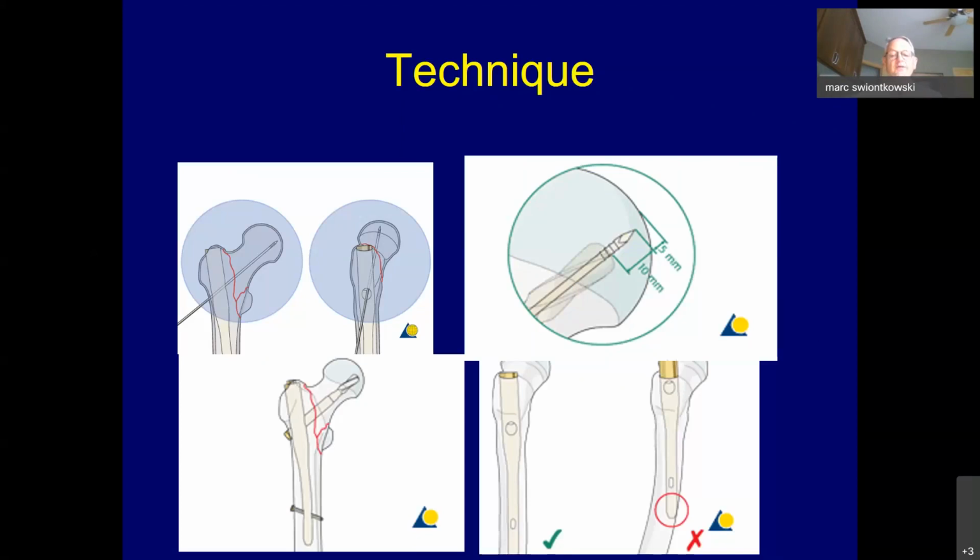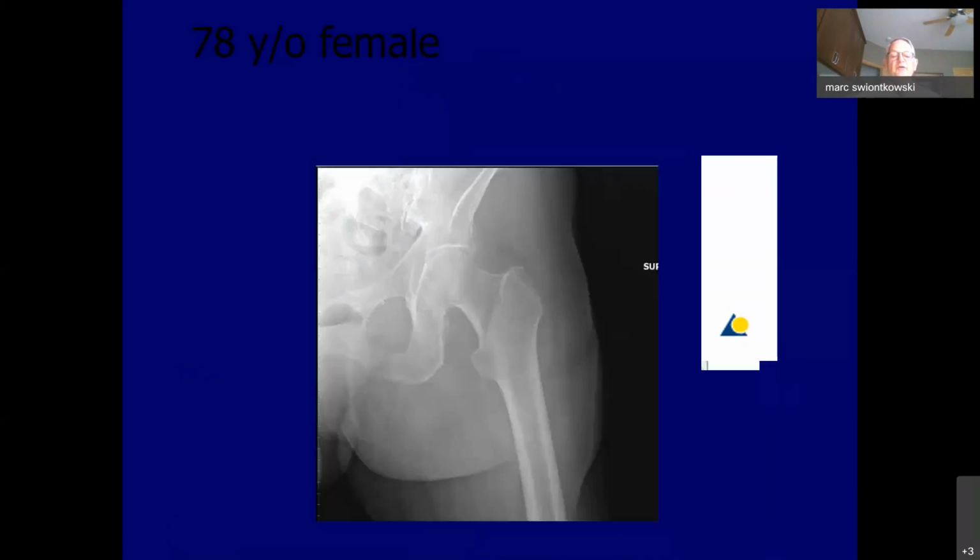And then also in the lower right-hand corner, what we're showing is the correct starting point on the right side, and the one on the right hand of the right hand image is showing a starting point that is oriented too posteriorly and can lead to problems with the tip against the anterior cortex.